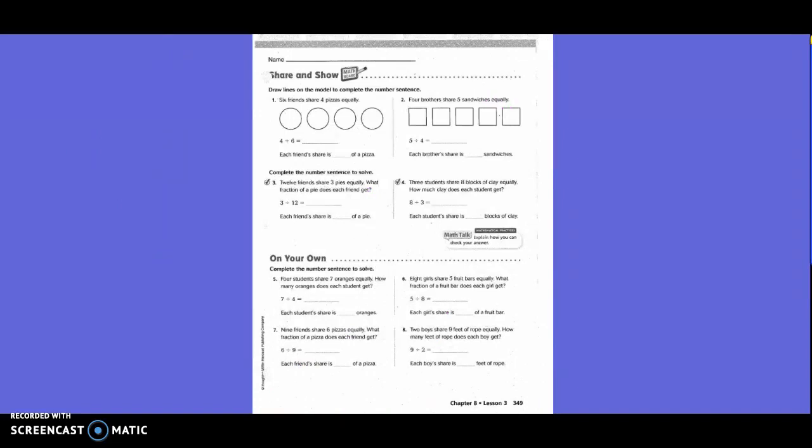Share and show. Draw lines on the model to complete the number sentence. 6 friends share 4 pizzas equally. We need to figure out how much each friend will get to have of the pizza. So they already drew the 4, right? How many pieces does each one of those need to be broken into? 6. Can't we just break it into 3? No, isn't it 6 pieces? Yeah, for 6 friends.